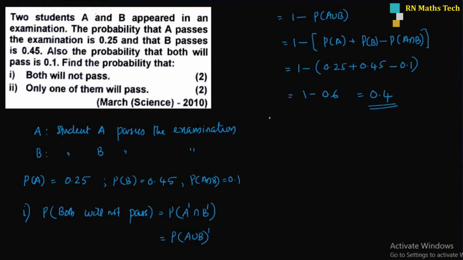Next, second one, only one of them will pass. P of only one of them will pass.